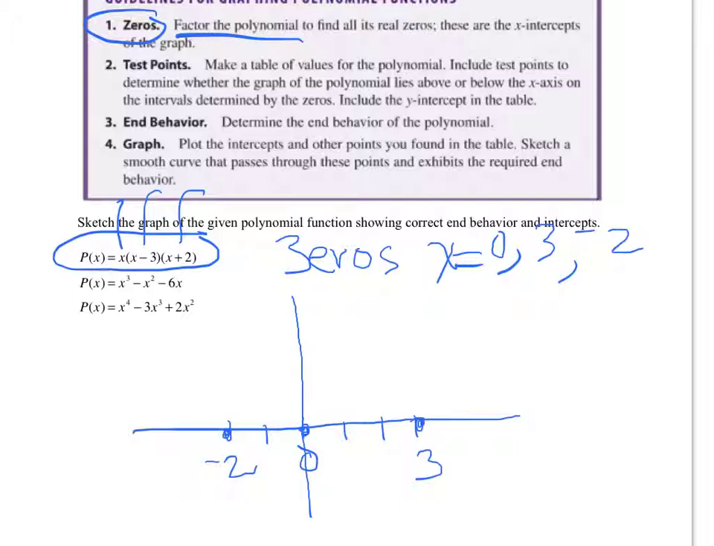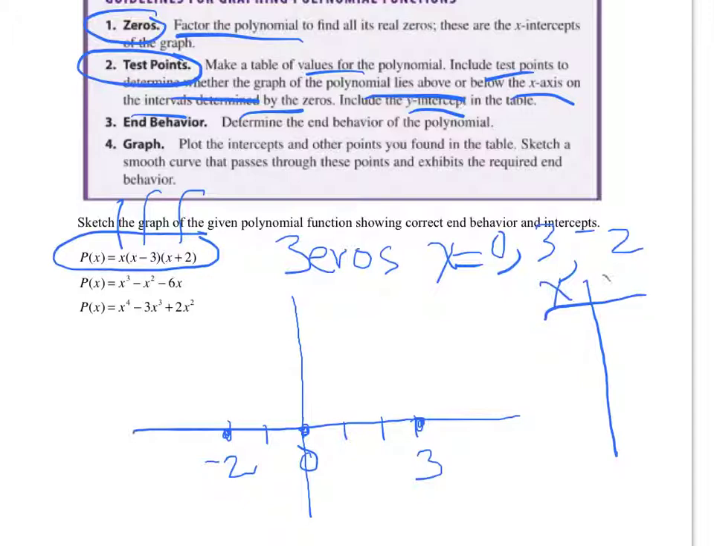Then it says to do some test points. Make a table of values for the polynomial and include test points to determine whether the graph lies above or below the x-axis on the intervals determined by the zeros. Include the y-intercept in the table. The y-intercept is when x equals 0. Of course it's 0, 0, because we know the x-intercept is at 0, 0, which means the y-intercept must be at 0, 0.